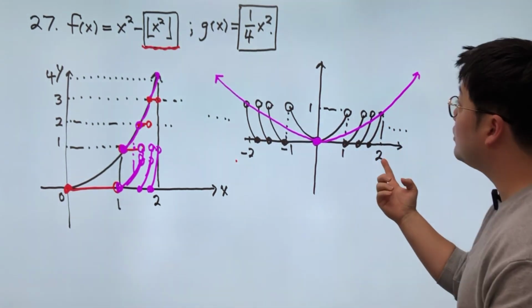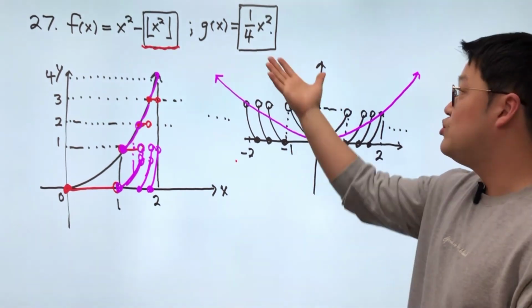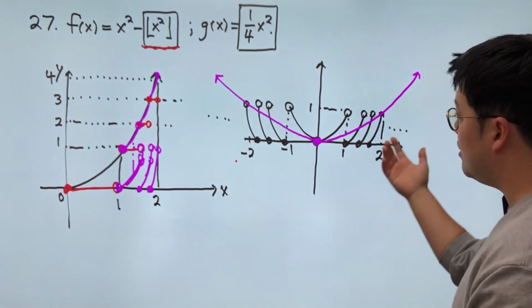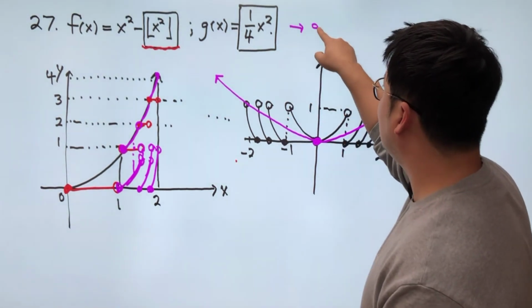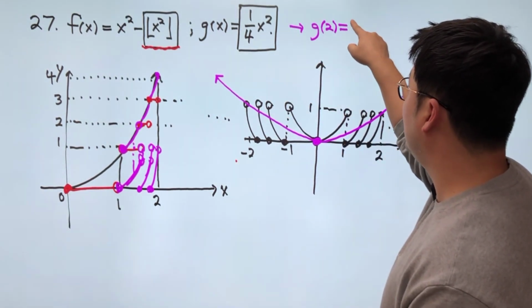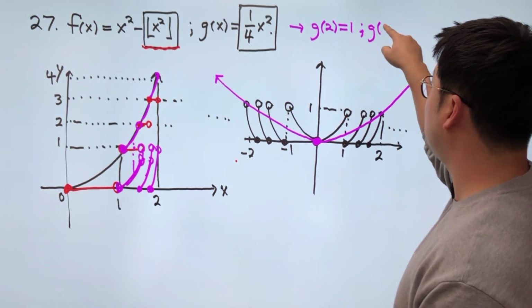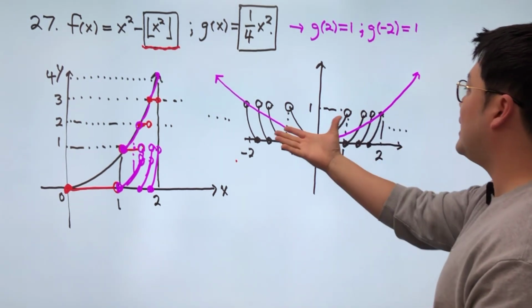Why? Because at x equals 2, we get 1. So g of 2 equals 1. So we know that it's going to pass through (2, 1). So it does pass through, g of 2 equals 1. And at the same time, g of -2 equals 1. So we know that's going to happen.